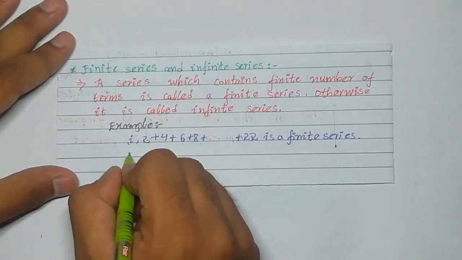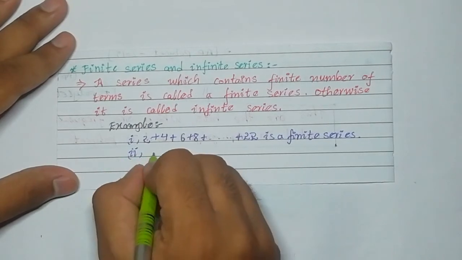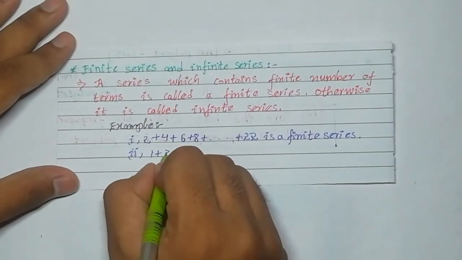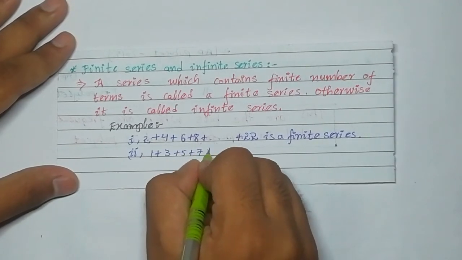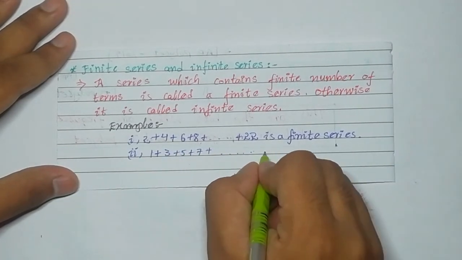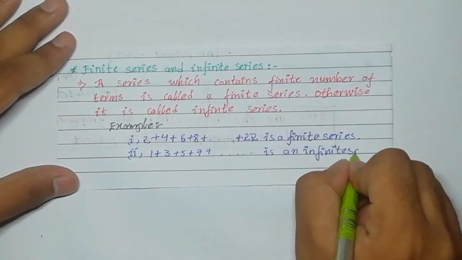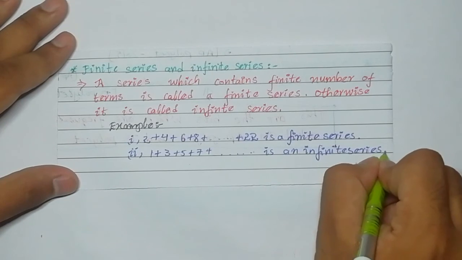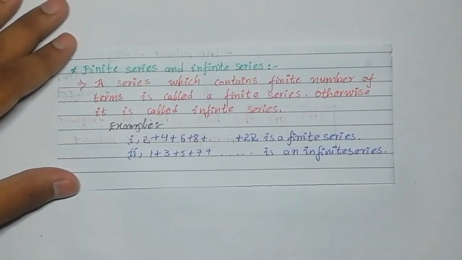And second example is for infinite series. Here 1 plus 3 plus 5 plus 7 and so on. These are infinite series. That means here there is no specific terms. There are terms, but there is no specific terms are given.